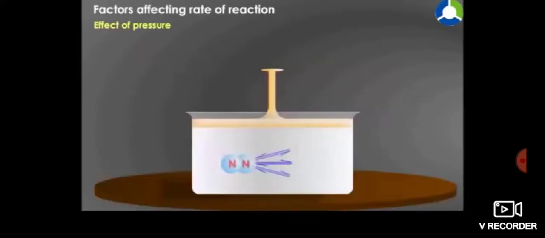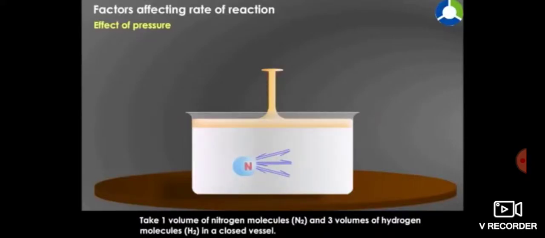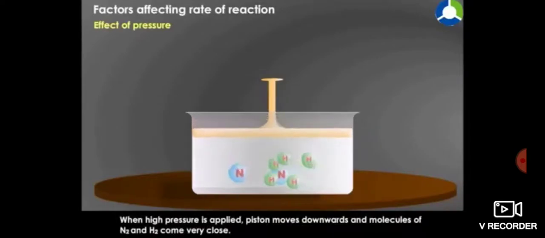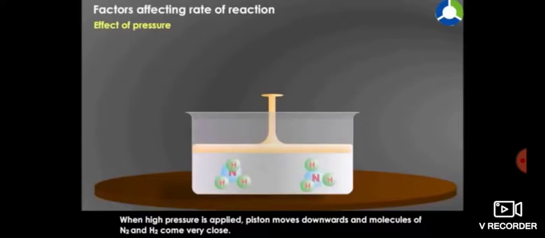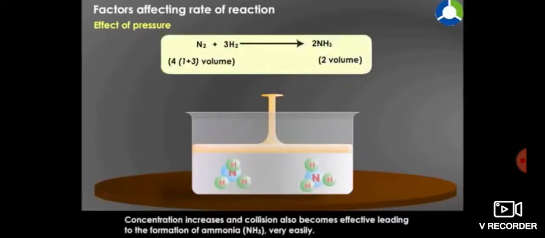Increase in pressure increases the speed of the reaction only if the volume of products is less than the total volume of the reactants. Take one volume of nitrogen molecules, N2, and 3 volumes of hydrogen molecules, H2, in a closed vessel. When high pressure is applied, the piston moves downwards and molecules of nitrogen and hydrogen come very close. That is, concentration increases and collision also becomes effective, leading to the formation of ammonia, NH3, very easily.